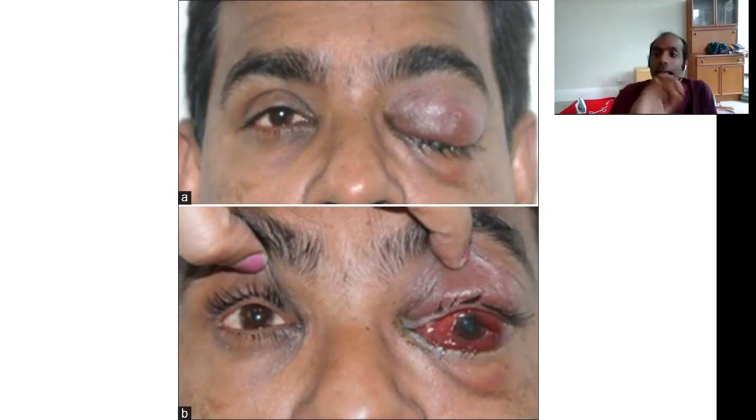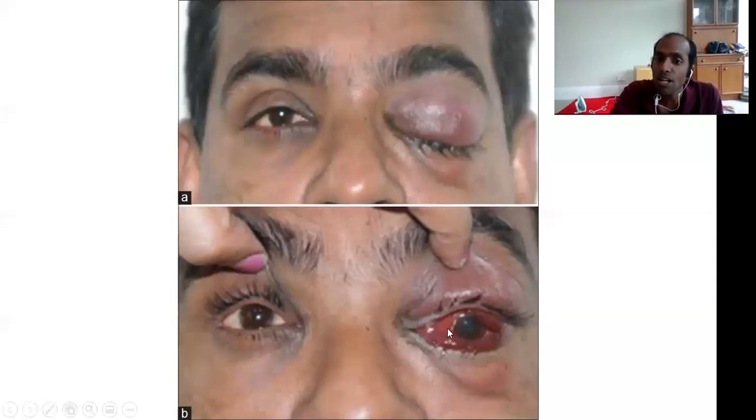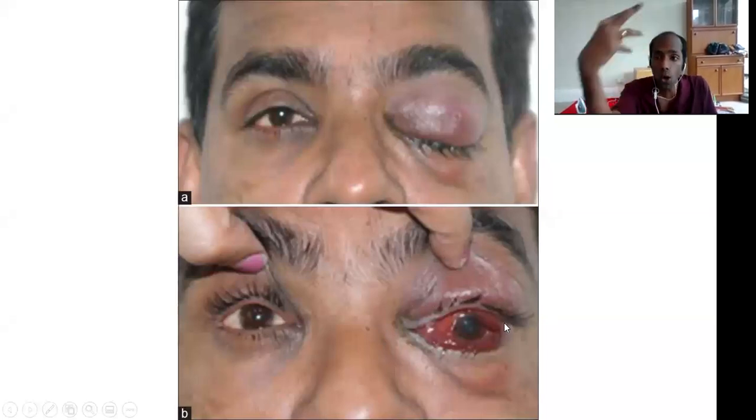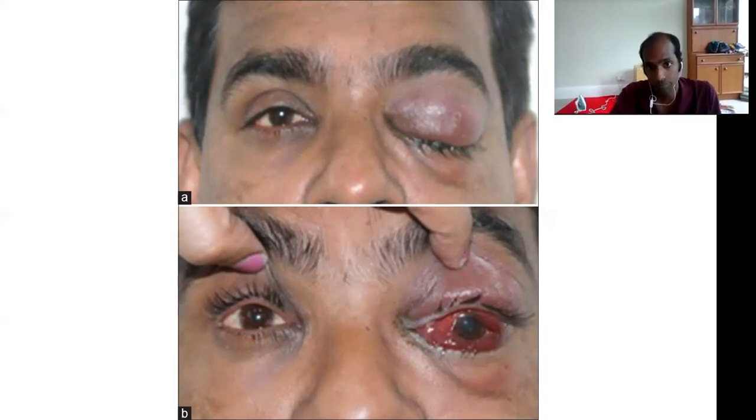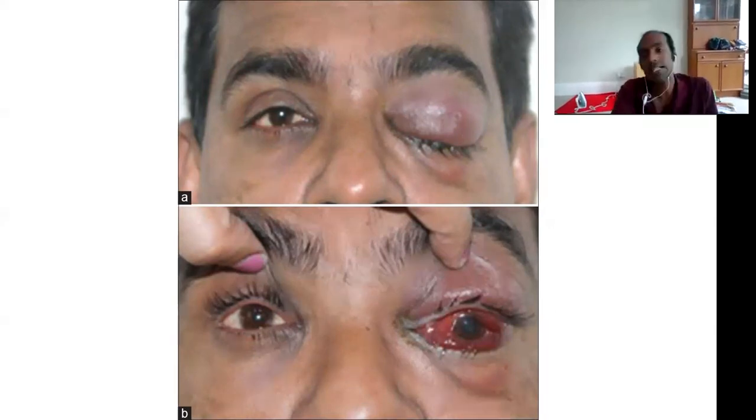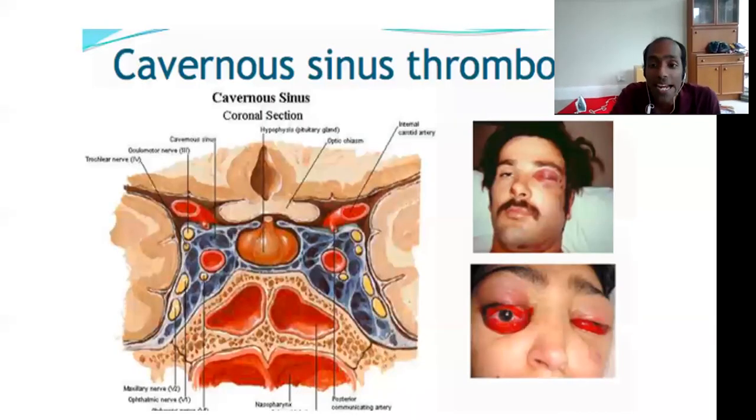If it's thrombosis of the cavernous sinus, the eyeball will be swollen and red. Proptosis, pushed forward, swollen and red. That is cavernous sinus thrombosis. Another point in cavernous sinus thrombosis, you might get bilateral signs. What is the reason for that? In the second picture, you see that it communicates to the other side. So sometimes you get bilateral signs.